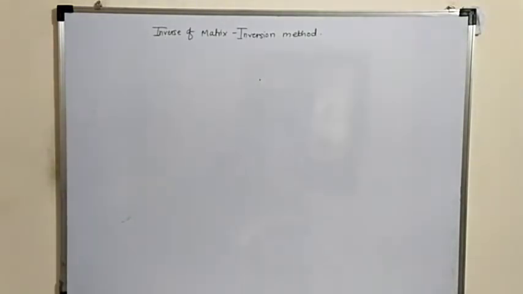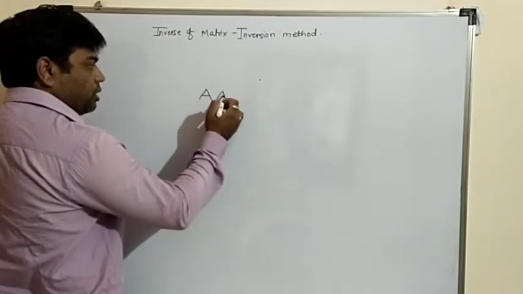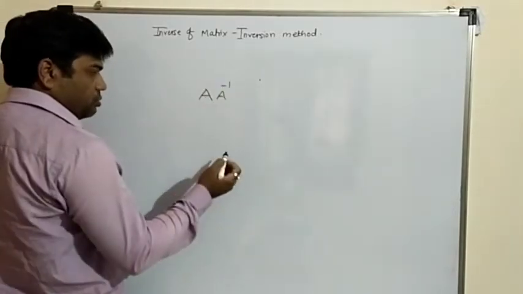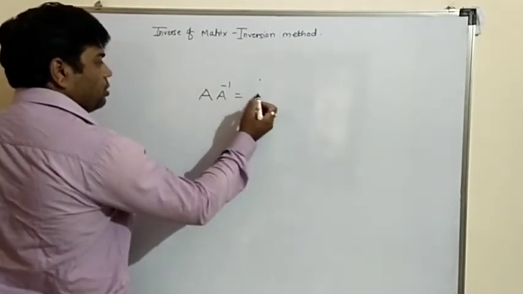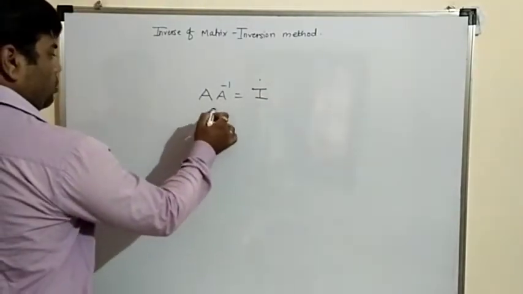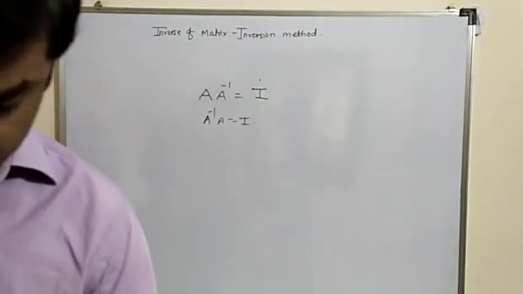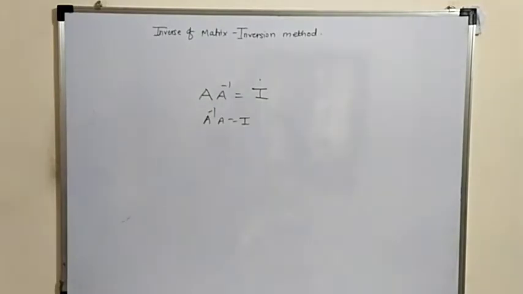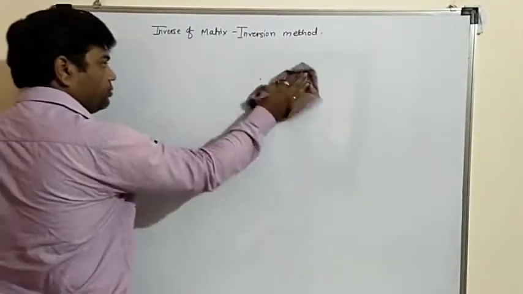Basically, what is the inverse of a matrix? Suppose A is a matrix, there exists another matrix A inverse. The multiplication of these two matrices is I, or A inverse A is equal to I. If you multiply both matrices, we get the identity matrix. So we are going to start the inverse of a matrix by the inversion method.